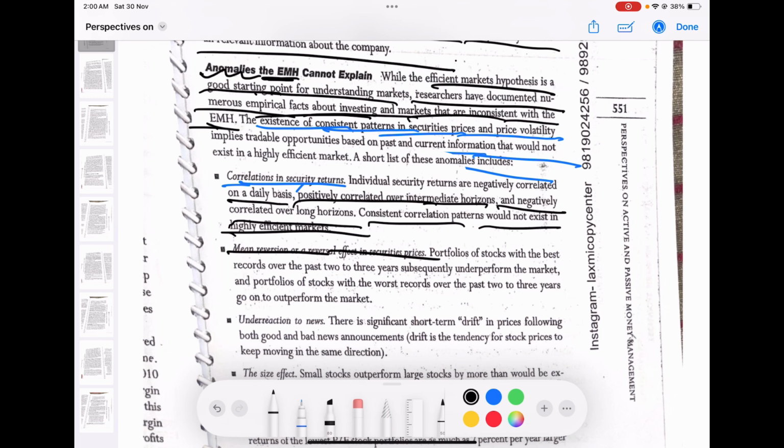Mean reversion or a reversal effect in security prices. So even if a stock is in a healthy uptrend, you know that these sort of corrections do happen, and even if a stock is in a healthy downtrend, there are some sort of corrections that are going to occur.